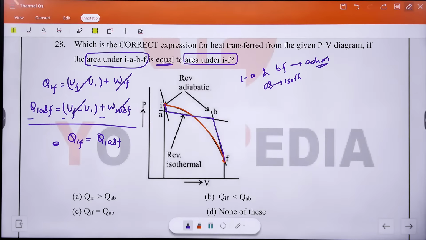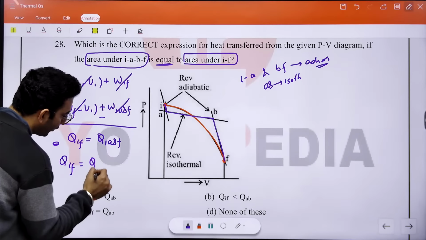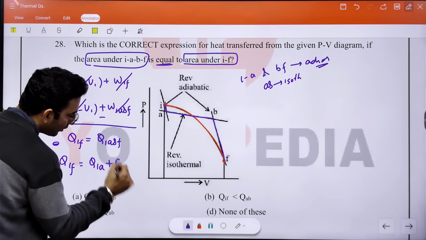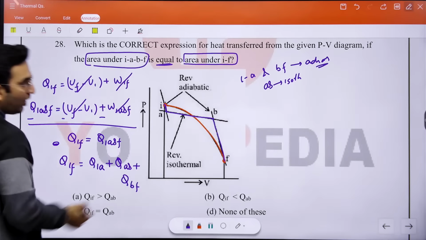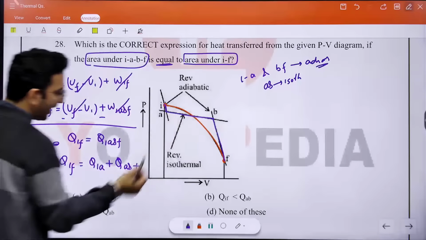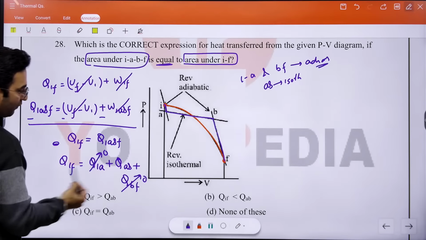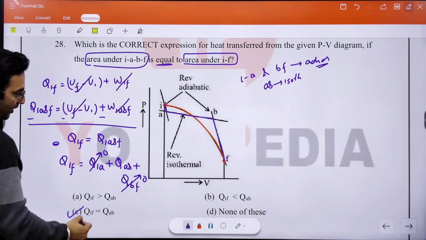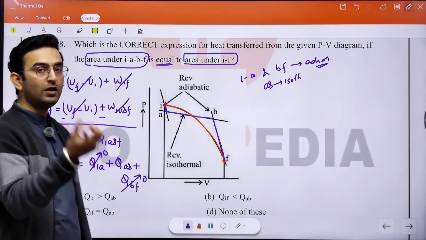Okay now. So further I can write QIF is equal to QIA plus QAB plus QBF here. As IA and BF are the adiabatic processes, so these are going to be 0. So therefore QIF and QAB are going to be same here. So option number C will be the correct answer in this case. Okay, so from here you derive the closest equality.